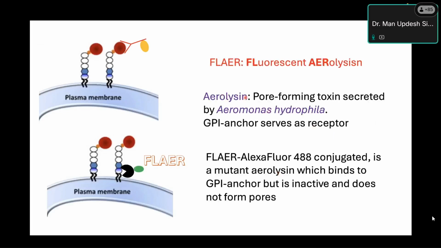FLAER is actually a protein called aerolysin, which you obtain from Aeromonas hydrophila. It's a mutated protein, commercially mutated so that it does not cause lysis of the cell. Otherwise, normally an aerolysin protein from this organism can cause lysis of RBC. So once it is mutated, it will bind to GPI, but it will not cause lysis of the cell. And it is conjugated to a fluorescent dye, so you can use it on flow cytometry, right?